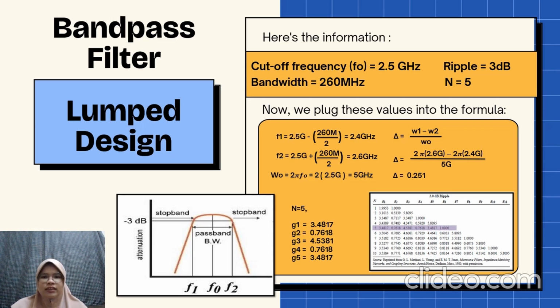To determine the capacitance and inductance values of the filter, lumped element values must be determined. There are two methods, which are the image parameter method and the insertion loss method.